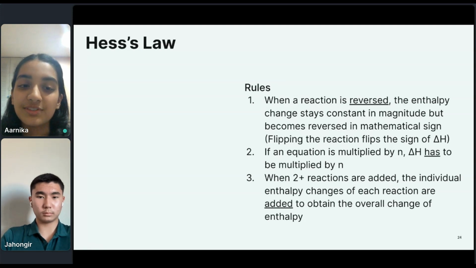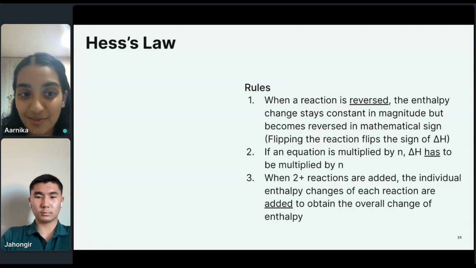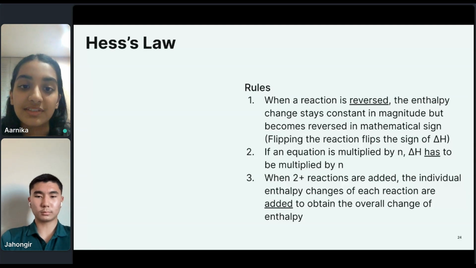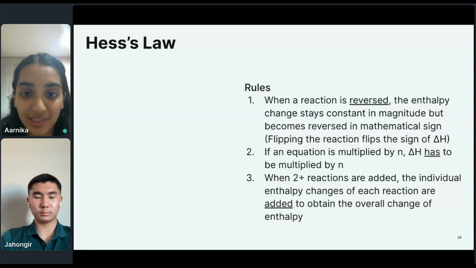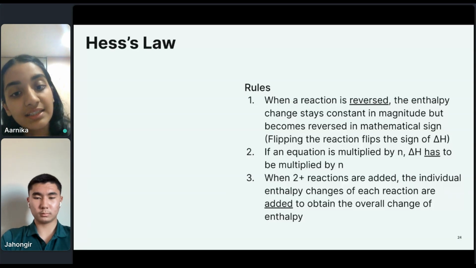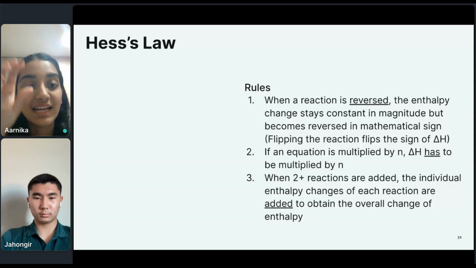Okay, these are some basic rules. It'll make more sense when I do an example of it, but these are the basic rules that you want to know. When a reaction is reversed, the enthalpy stays constant in magnitude, but you flip the sign. So if it's positive, you make it negative. If it's negative, you make it positive. This changes the sign of the delta H from negative to positive and positive to negative. If an equation is multiplied by n, which is any number, delta H also has to be multiplied by n. When two or more reactions are added, the individual enthalpy changes of each reaction are added to obtain the total overall change in the enthalpy in the one big equation.